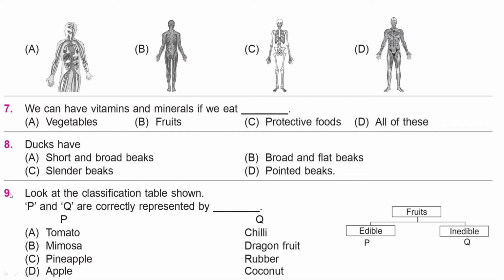You know that edible means you can eat it, and inedible means things that are not eatable. So as you can notice, and you have an idea that rubber is not an edible substance. So the correct option will be option number C, pineapple and rubber. Come to the next question.